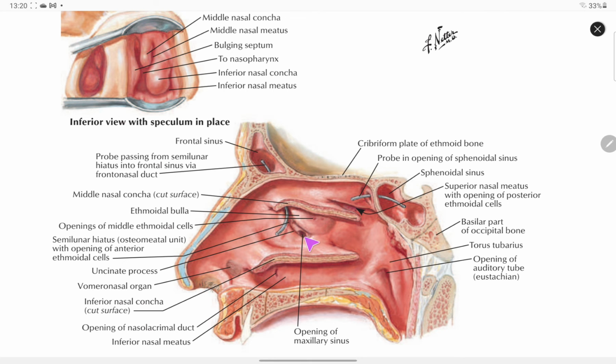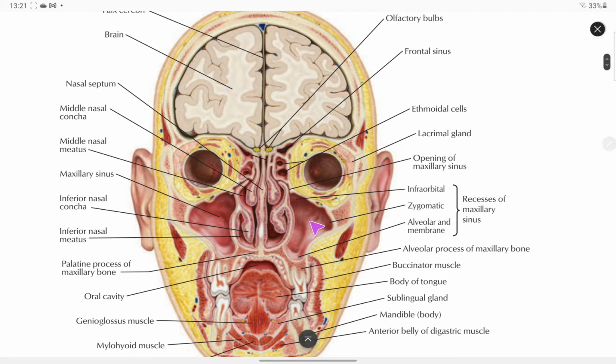This is the opening of the maxillary sinus in the lower part of the hiatus semilunaris. The opening is nearer the roof. In an isolated maxilla, the opening or hiatus of the maxillary sinus is large. Its roof is formed by the floor of the orbit, and the floor is formed by the alveolar process of the maxilla and lies about 1 centimeter below the level of the floor of the nose.